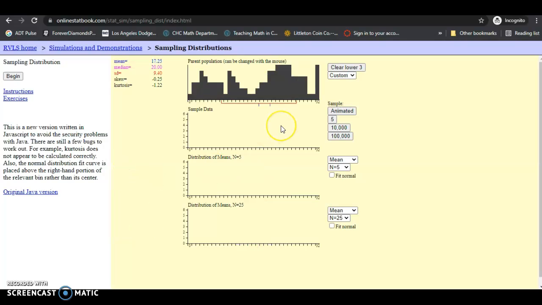Alright, now let's see how the central limit theorem works if the population is not normally distributed. This is the graph of the parent population, which is definitely not normally distributed. We'll do it both for a small sample size of n equal to 5, and then a larger sample size of n equal to 25.